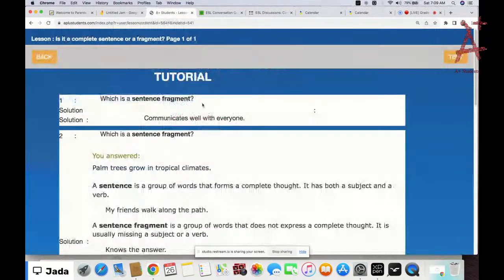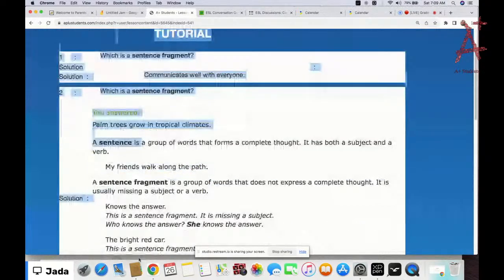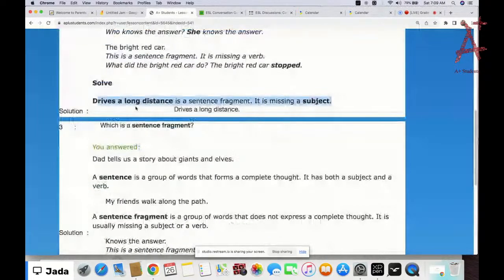Now, communicates well with everybody. If you say communicates well with everybody, who is communicating well with everybody? So you see, that is a sentence fragment. And then we have palm trees grow in tropical climates. This is a complete sentence because it has the subject and it has the verb. So palm trees grow in tropical climates is a complete sentence. Drives a long distance is a sentence fragment.